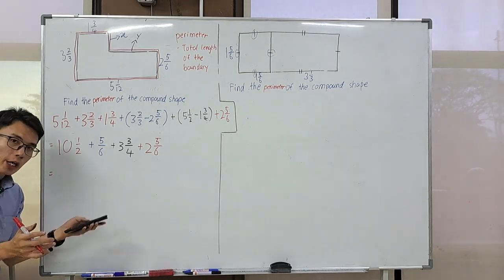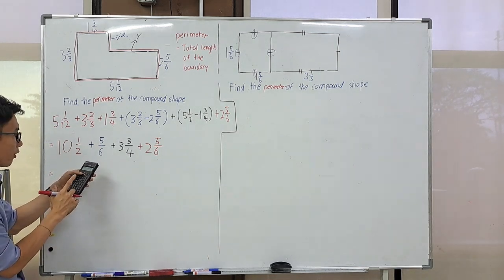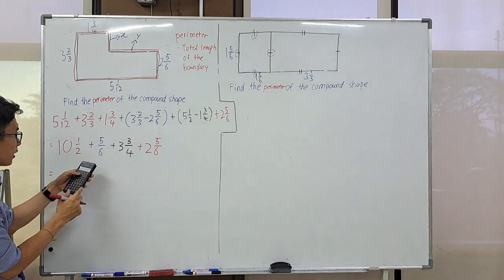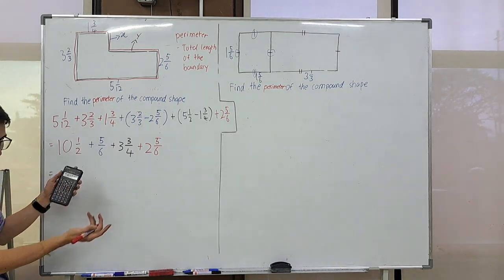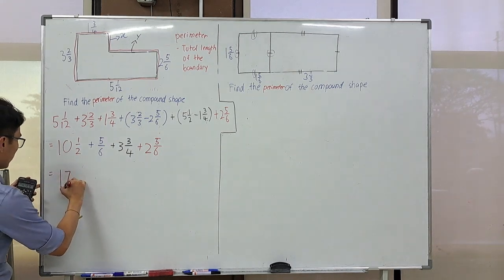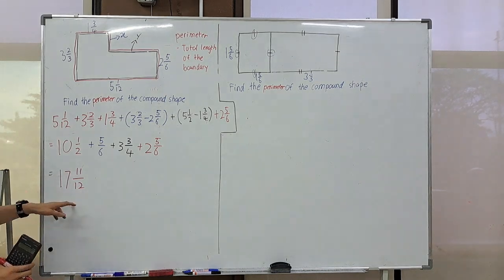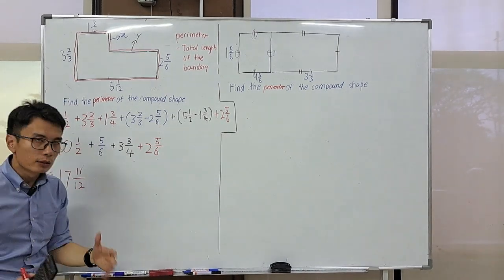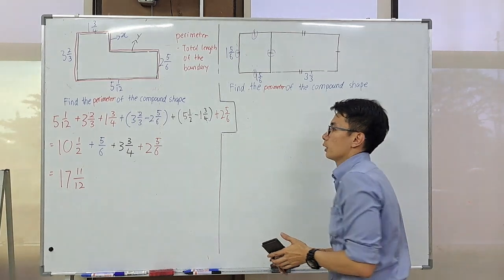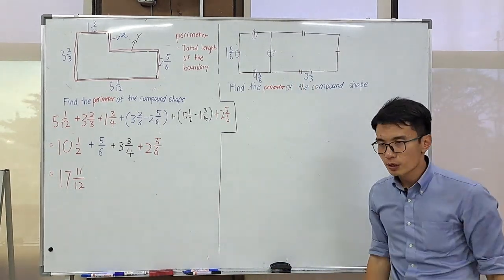Again, always double check what you have input in your calculator, because this step, it's very easy to make careless mistakes, alright? So once you punch in everything correctly, double check everything correctly, and this should sum up to 17, 11 over 12, okay? So that's the perimeter of this shape over here, this compound shape over here, okay? Now, let's try out this one, okay?